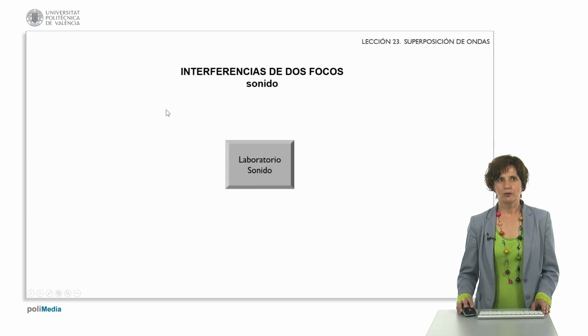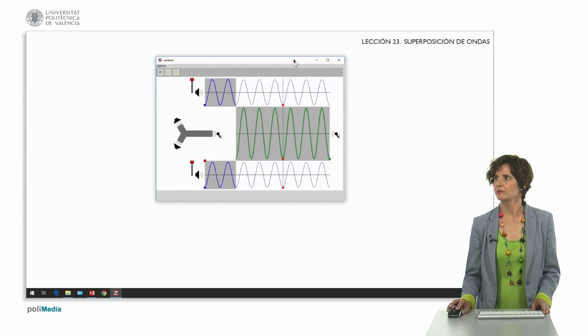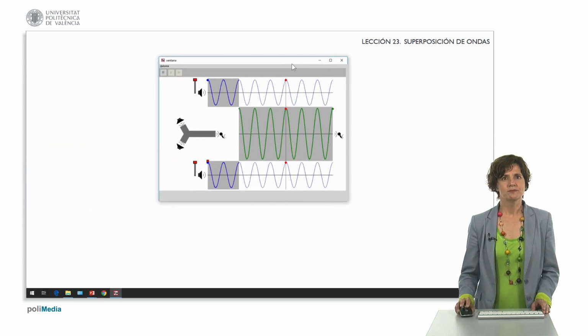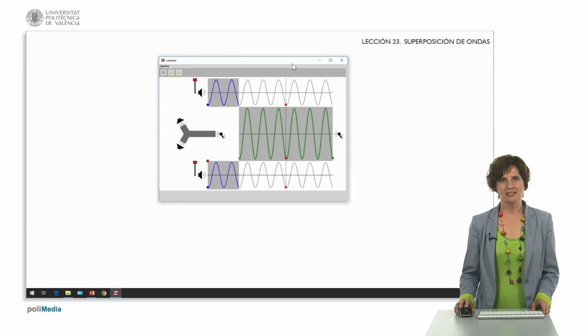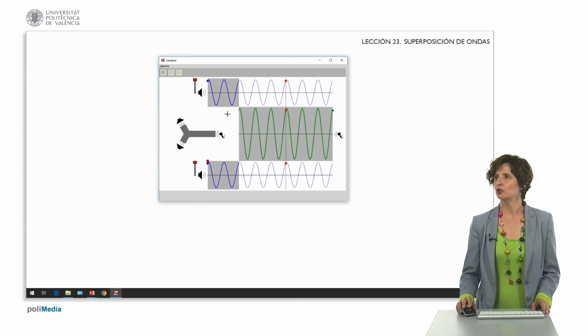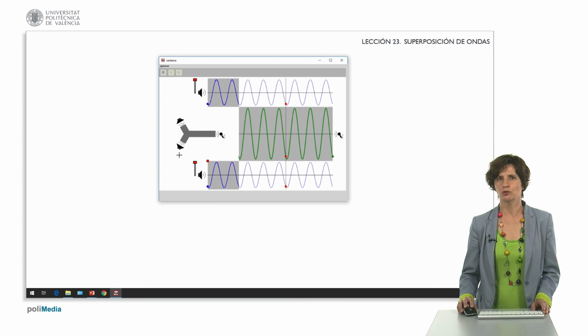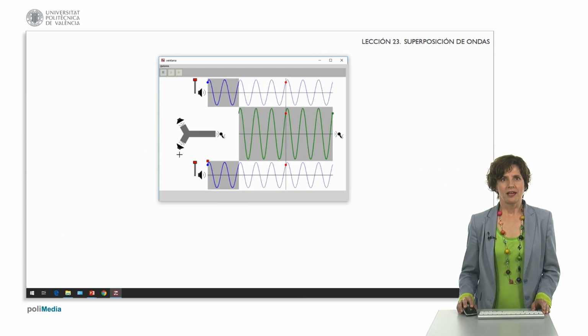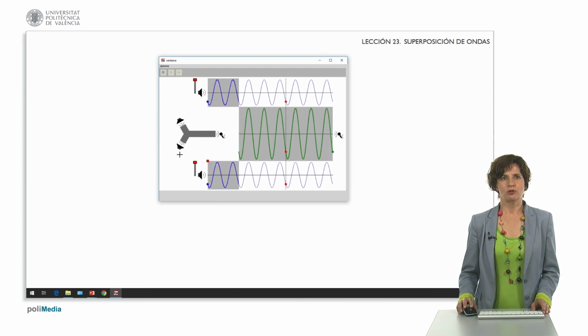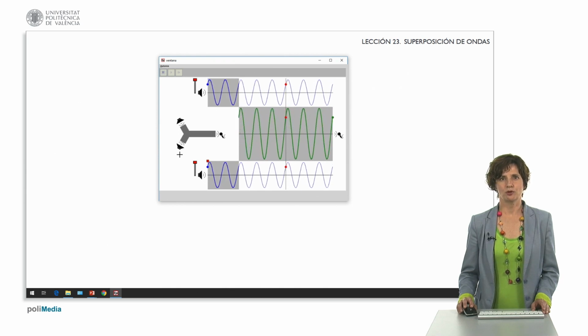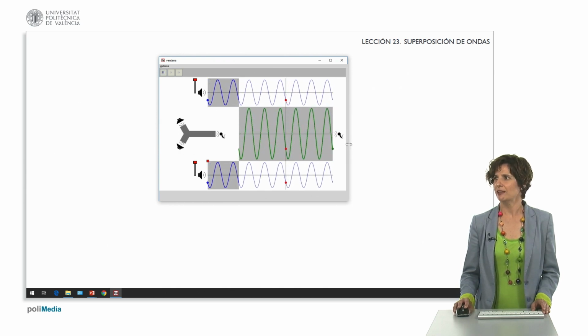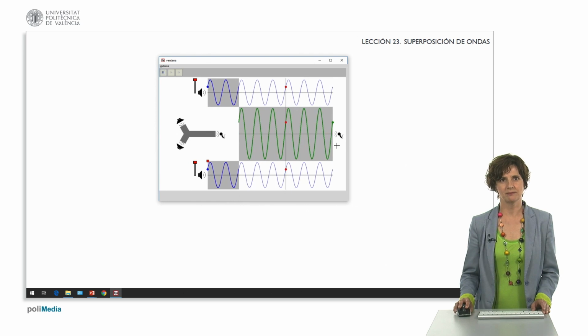In this other example, we have represented two loudspeakers emitting the same tone from two different positions. One is here and the other here. If the paths traveled by the two waves to the microphone are equal, we see that the signal received by the microphone is a maximum.